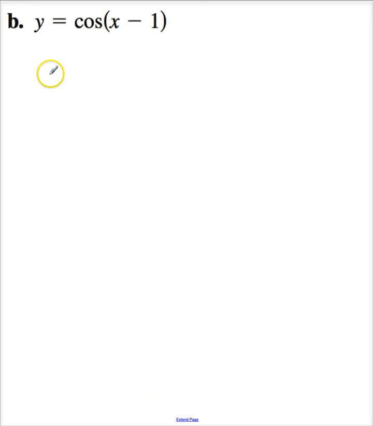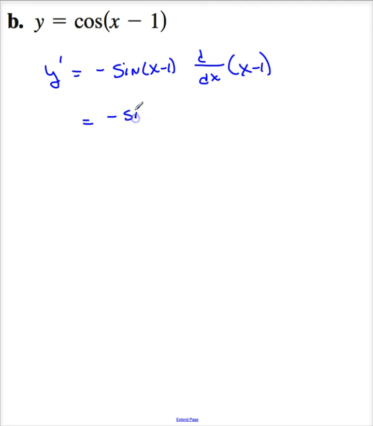Now what about this? If I take y prime of this function, the derivative of cosine is minus the sine of u times the derivative with respect to x of x minus 1. So this is minus sine of x minus 1. Now this derivative is just 1, so we're done.